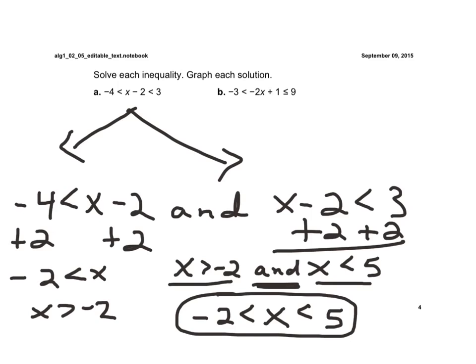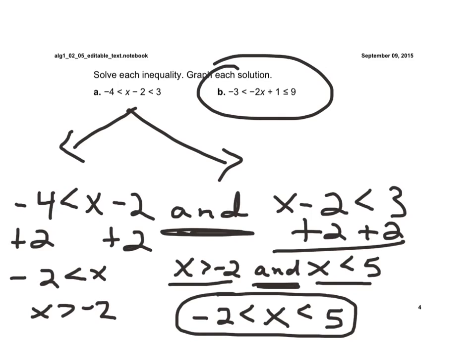Now, breaking it up into its two separate inequalities sometimes is a must when you have the word AND. But if we look at letter B, as long as there's only one variable and that variable is on the inside, then there's an easier way to solve these. And I'm going to erase this and show you how to solve B, the simpler method.